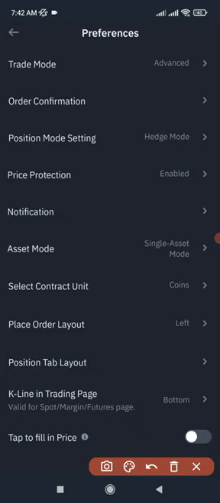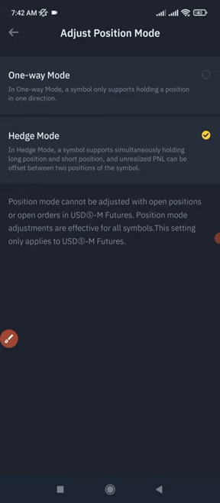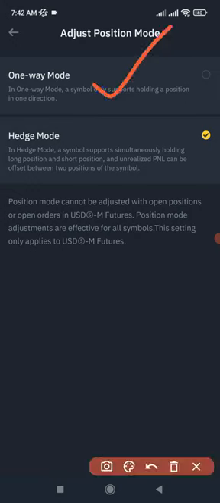And then the next option we have here is the position mode settings. Position mode setting, this is one of my favorites. Here we have one-way mode, and then we have the hedge mode. Now one-way mode allows you to open a position in one direction. Let's say I want to trade BTC.